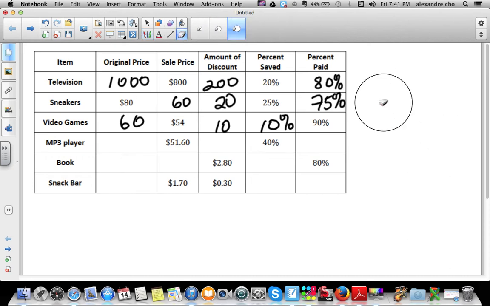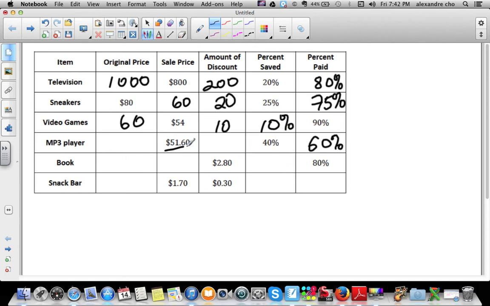MP3 player. Okay, sale price. So again, what you end up paying was that you end up paying 60. Obviously, if you save 40%, you paid 60% of the product. Okay, so we know that this guy right here is 60% of the product. Okay, so let's see if we can set up something here. So 60% is what you paid, and 60% is actually 51.60 over question mark.